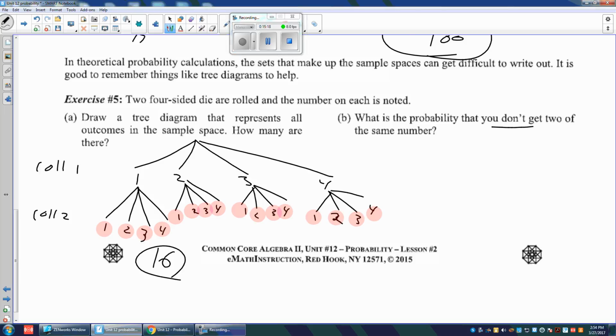What's the probability you don't get two of the same number? Okay, so I can't have 1 and 1, but I can have 1 and 2, 1 and 3, 1 and 4. I can have 2 and 1, 2 and 3, 2 and 4. 3 and 3, get rid of that one. So it's 12 out of 16.